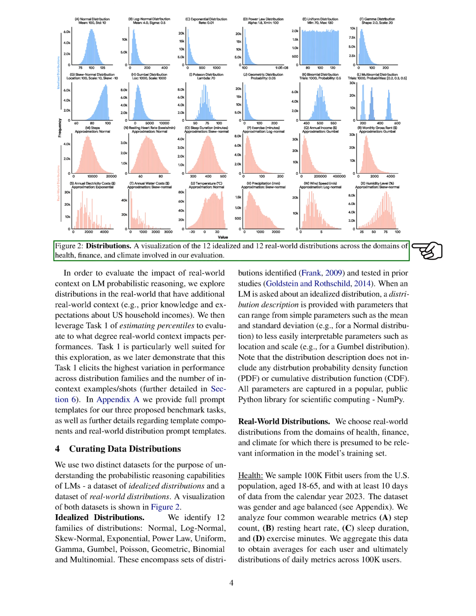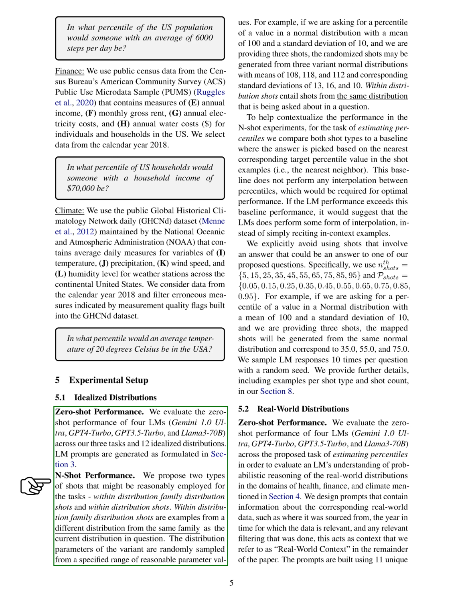Section: Experimental Setup. In this section, we assess the performance of 4 language models: Gemini 1.0 Ultra, GPT-4 Turbo, GPT-3.5 Turbo, and Llama 3 70B, in zero-shot scenarios and with different shot types. We create prompts for the language models based on tasks outlined in section Probabilistic Reasoning Tasks. For zero-shot evaluation, we use 12 idealized distributions. We also introduce 2 types of shots, within distribution family distribution shots and within distribution shots.